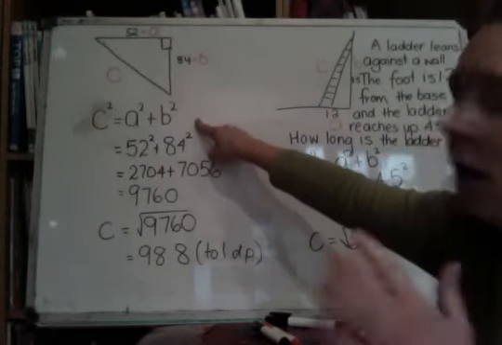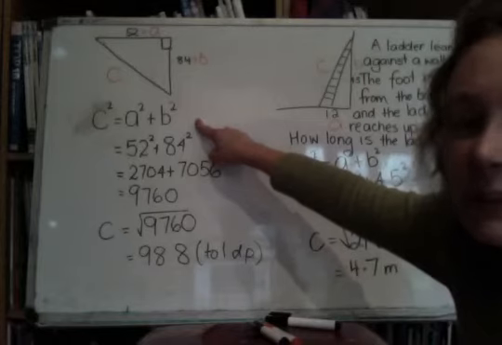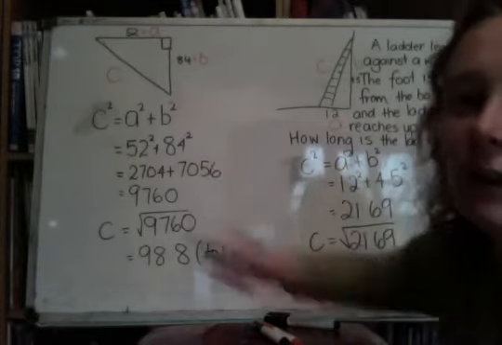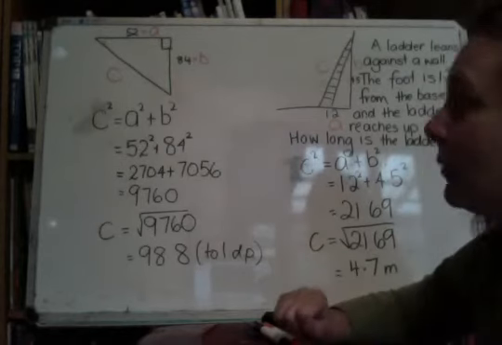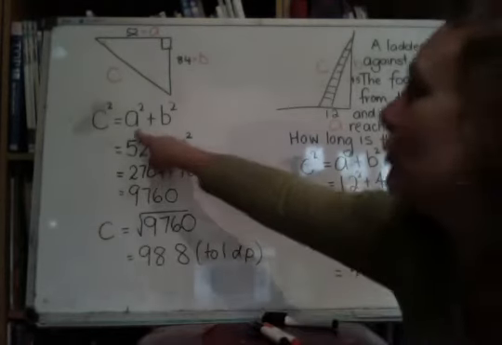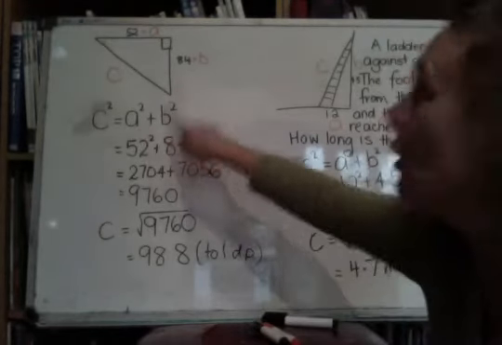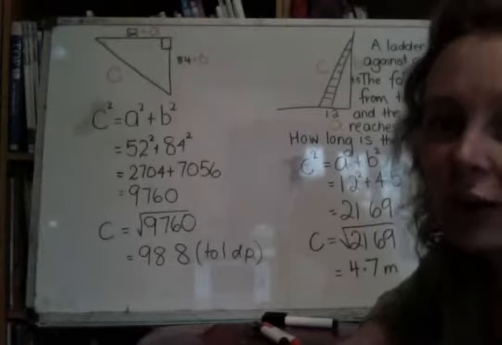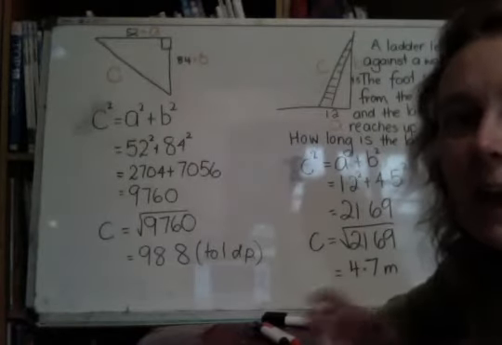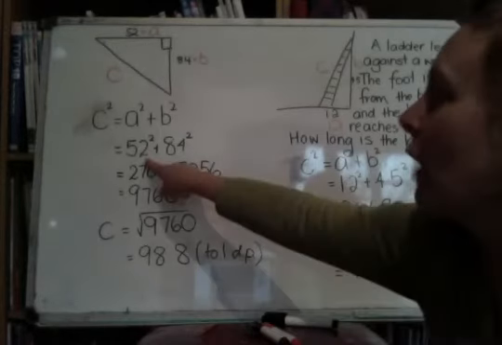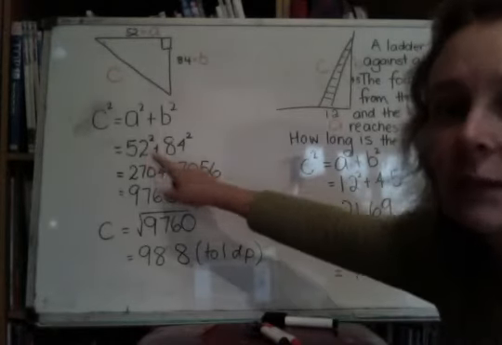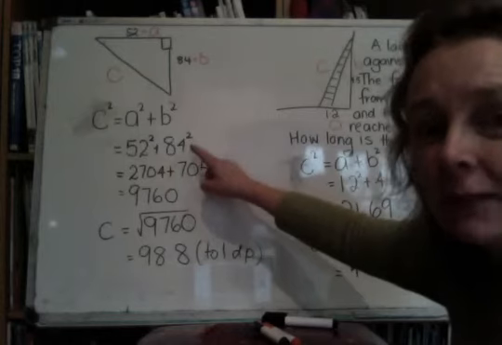So either I can write A squared plus B squared equals C squared, or I've changed it around so I've got C squared equals A squared plus B squared. It's the same thing. My next step is to replace A and B with their values from the diagram. So in this case, A was 52, B was 84. I write that in. 52 squared plus 84 squared.